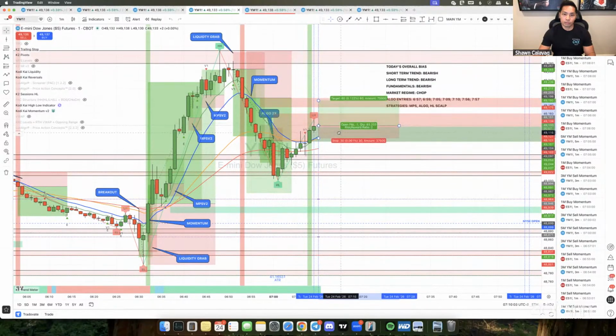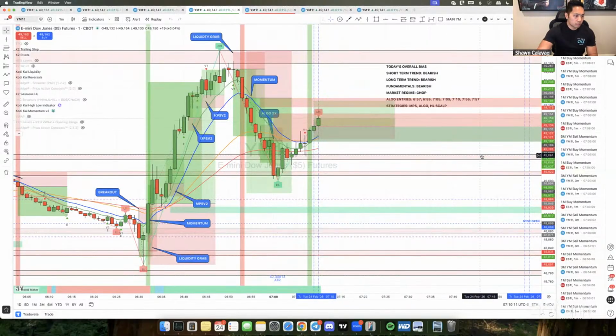Yeah, another kind of algo entry setting up right here. So this is one algo entry which is currently running. There's another one right after it. Let me see if I can put like a limit order somewhere to catch it.